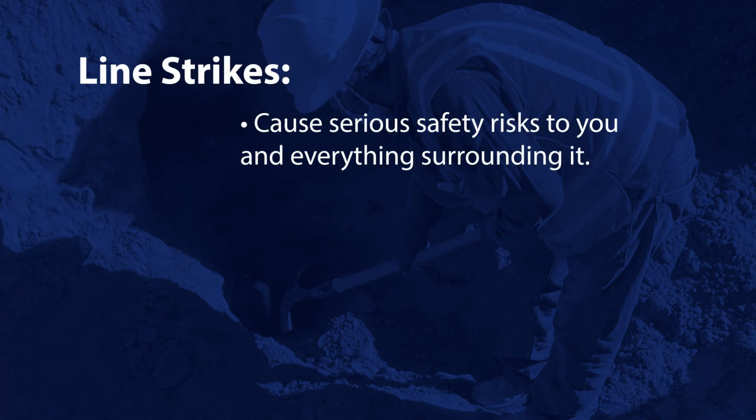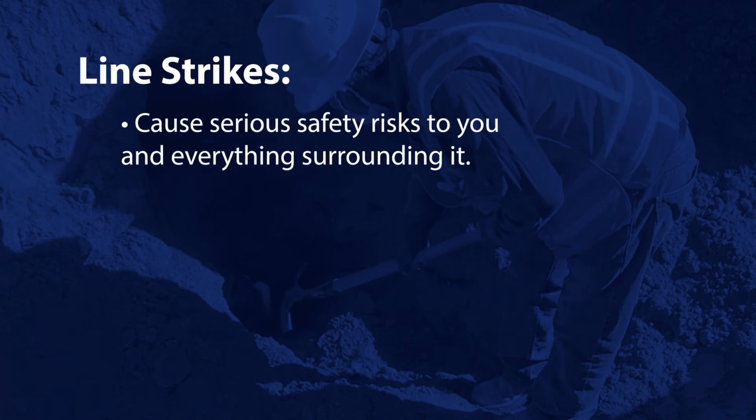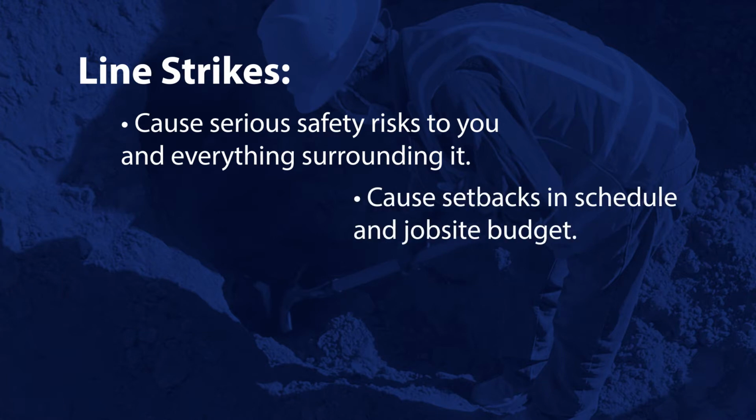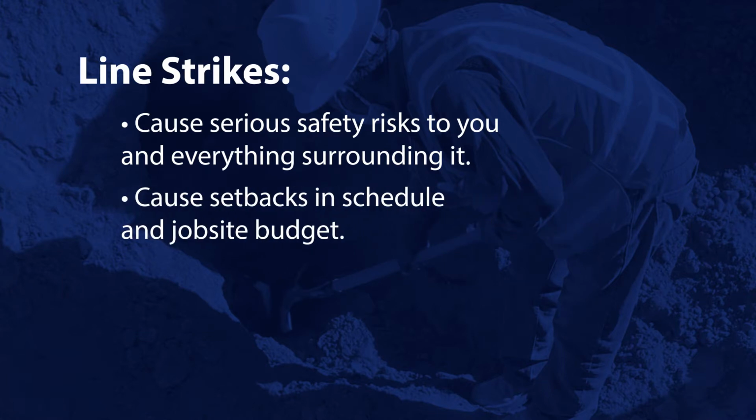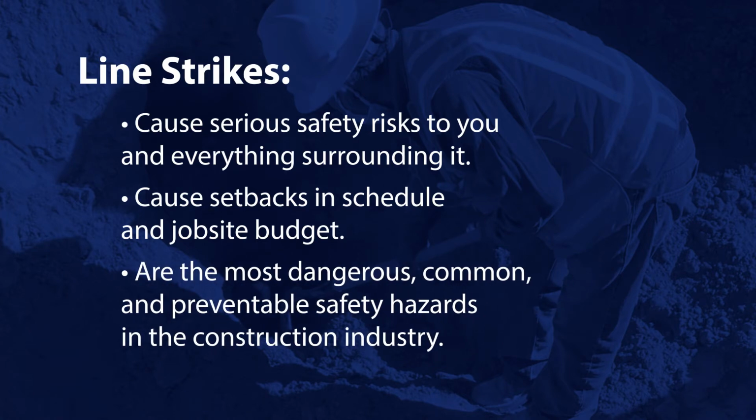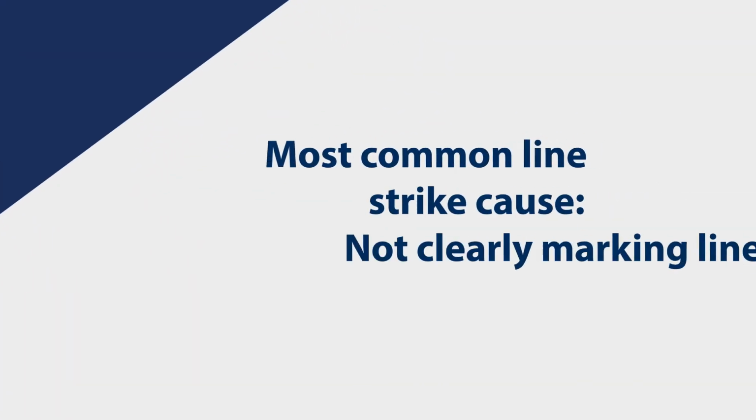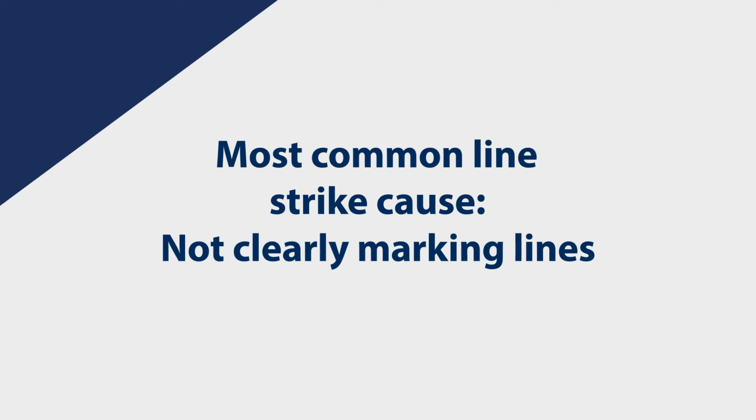Line strikes cause serious safety risks to you, the job site, and the homes and businesses surrounding it. A line strike also causes setbacks in schedule and job site budget. Line strike incidents are listed among the most dangerous, most common, and most preventable safety hazards in the construction industry, and the root cause of damage is often linked to simple steps, such as not clearly marking lines or not properly protecting them. That's why preventing line strikes is so important.